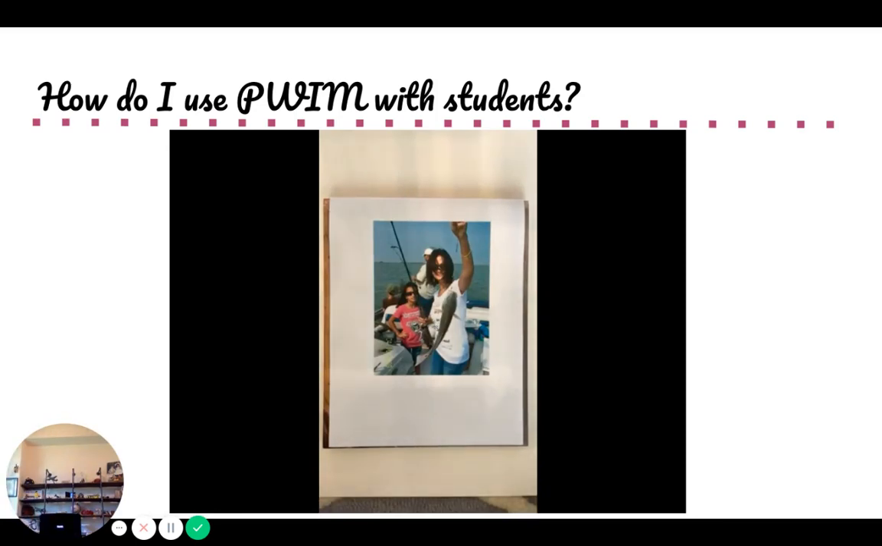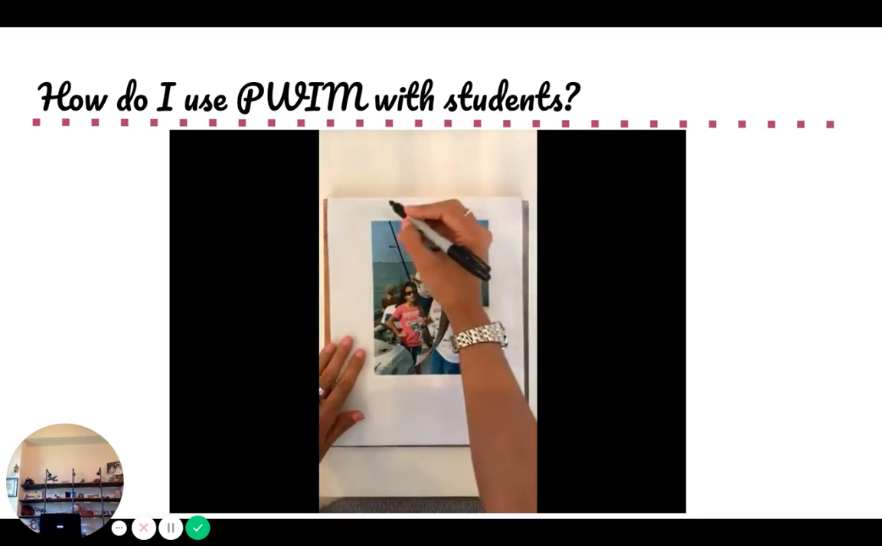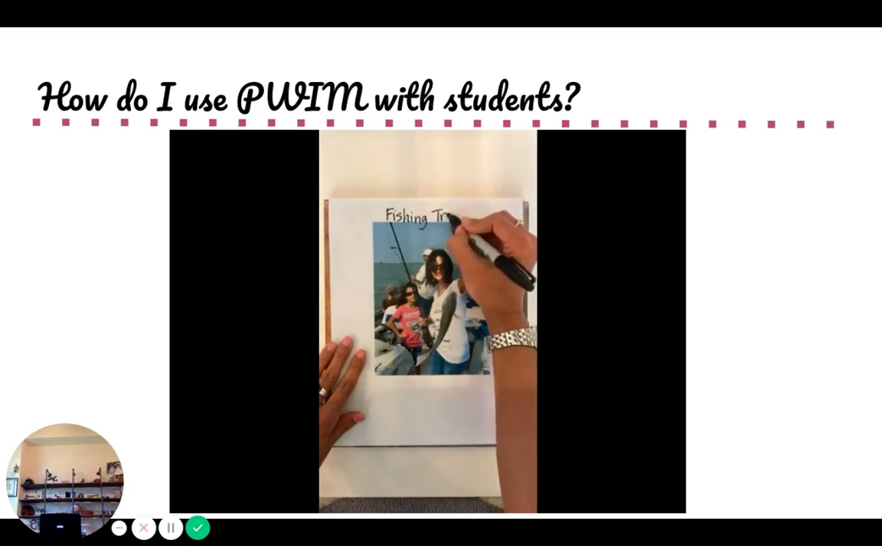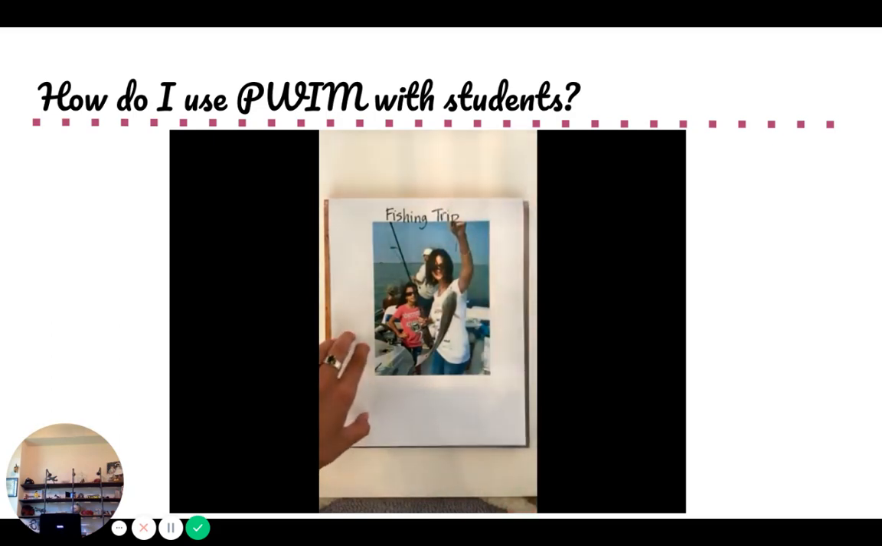So for this picture word induction model or picture talk, on day one, I present the picture on a large screen and title it in front of the students. So for this picture, I might title it Fishing Trip. And anything that I label or title in front of the students, I like for them to either echo read or choral read with me. So I always have them participate in that way.